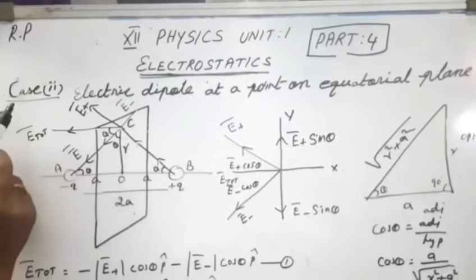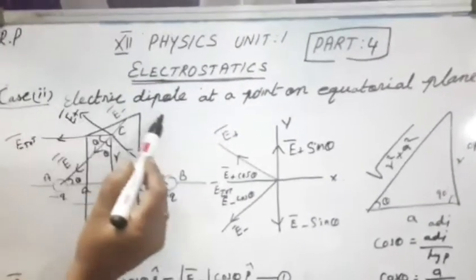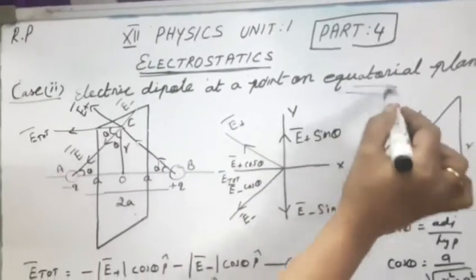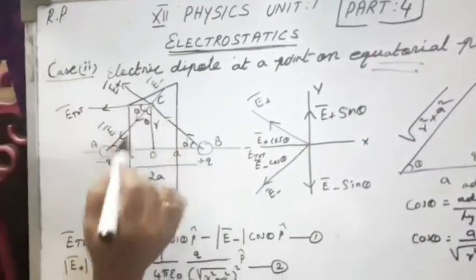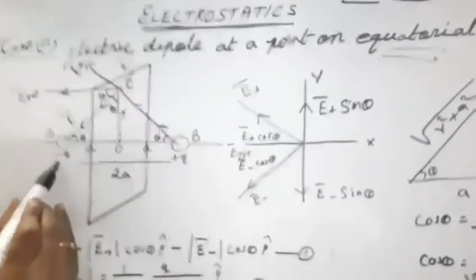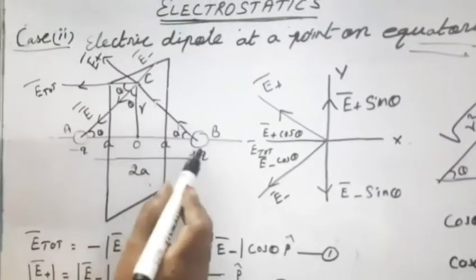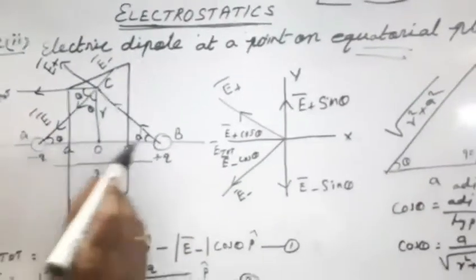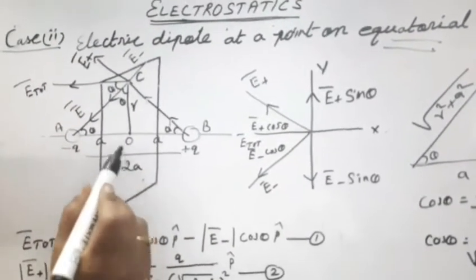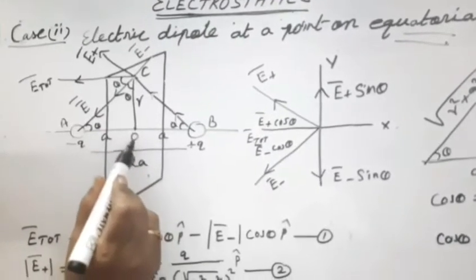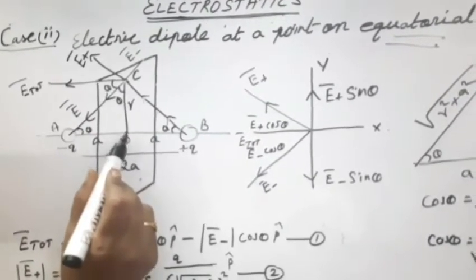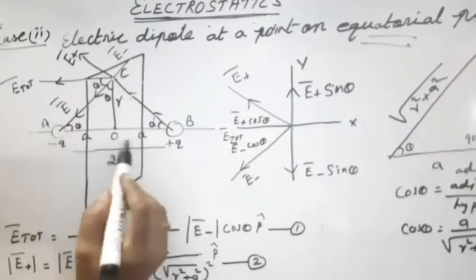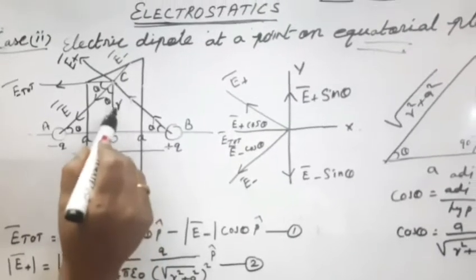And next topic is case 2: electric field due to an electric dipole at a point on the equatorial plane. Let us take the line, and here minus Q charge is at the point A, and plus Q charge is at the point B. They are kept at a distance 2a. The center point is the origin O. Now we can draw one equatorial plane. In this plane, take a point C. The point C is at a distance R from the origin.